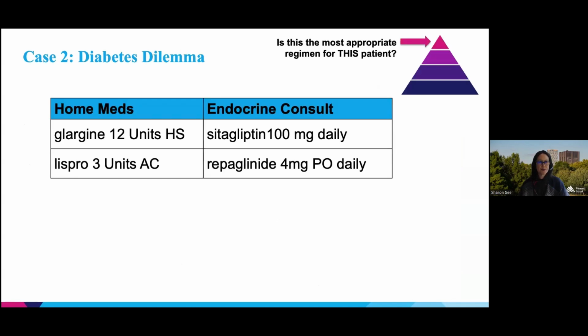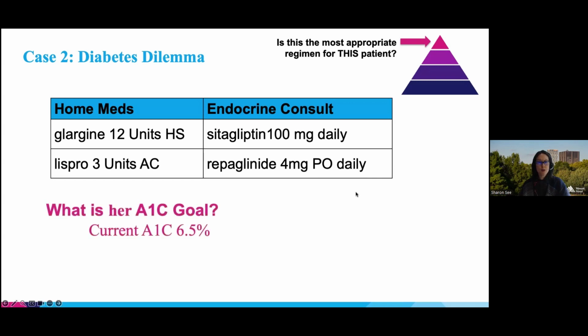Well, first, what happened was we got an endocrine consult, and endocrine came in and they determined that her home meds were glargine 12 units at bedtime and Lispro 3 units around meals. So their recommendation was to change over to sitagliptin 100 daily and repaglinide 4 milligrams daily. So when I came in that Monday morning, I looked at this regimen and I thought, okay, I'm thinking in my hierarchy. I'm thinking, is this the best choice for this patient? That's the top of the pyramid here, right?